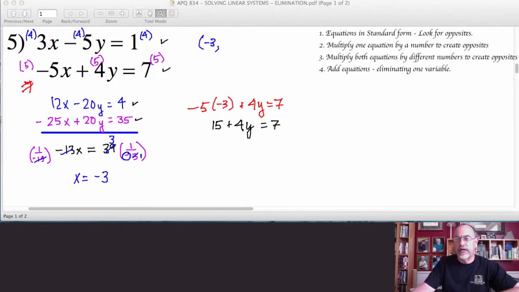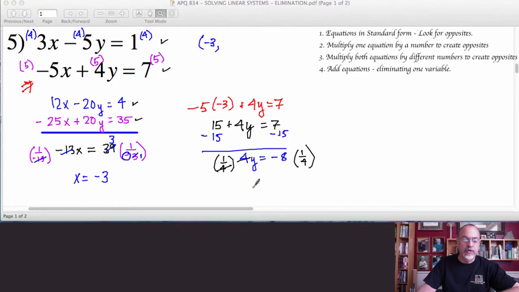We're then going to isolate the y term because we want that by itself. So 15 minus 15 is 0, leaving me just the 4y. And this is going to be negative 8. We then are going to divide by 4, which means we're going to multiply by the reciprocal of 4, which is 1 over 4, and then we're going to reduce. So those reduce to 1, leaving 1 times y, which is y.